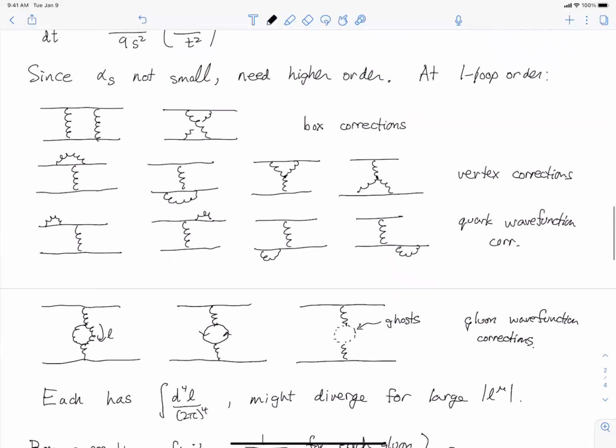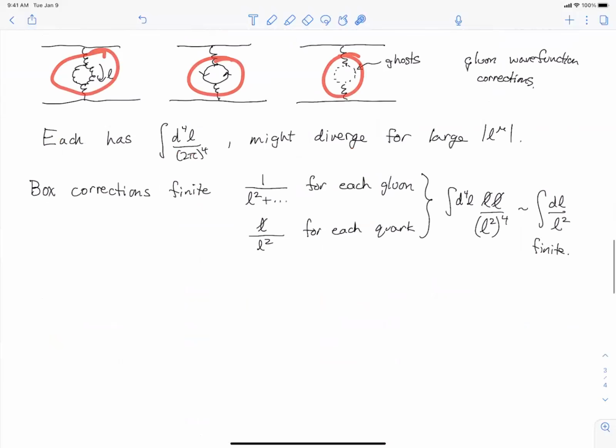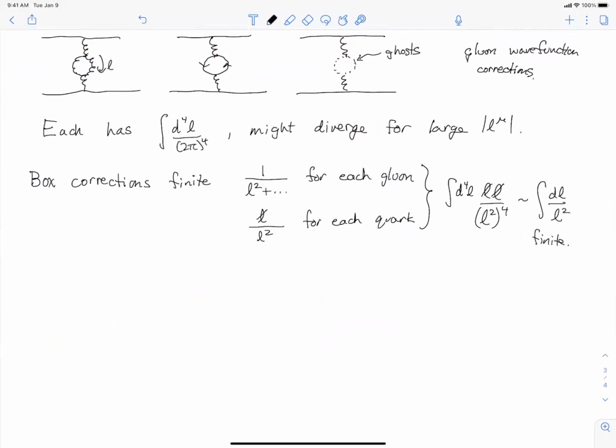But the other ones are not finite. For example, these ones are certainly not finite. So for those, you need a cutoff of your integral. And there's a hard way and an easy way to do it. Actually, they're both hard.